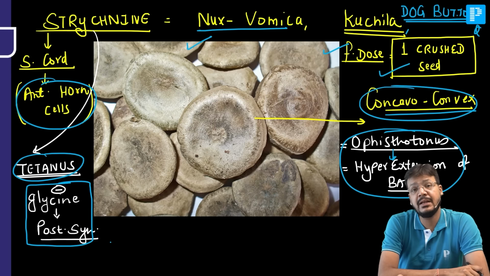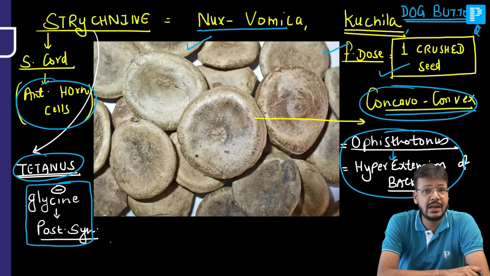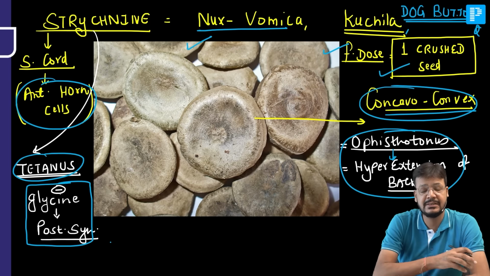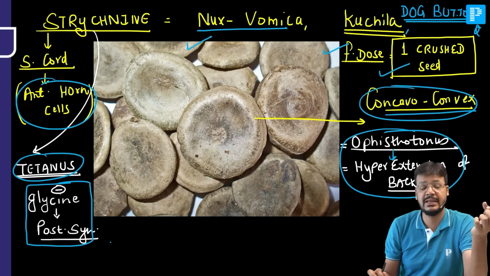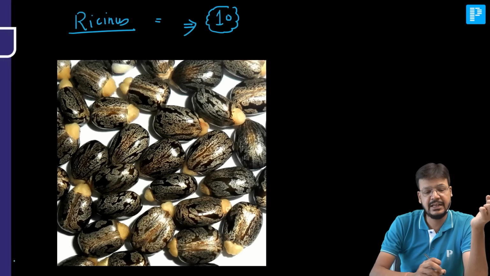So this is strychnine, nux vomica, cuchilla, and dog button. 1 crushed seed is a fatal dose. It mimics tetanus, and postsynaptic inhibition, Renshaw cell, that is a very important glycine inhibition.